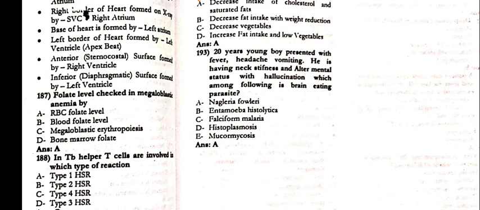193, the 20 years old young boy presenting the fever, headache, vomiting. He is having neck stiffness and altered mental status with the hallucinations. Which among the following is the brain eating parasite? That is the Naegleria fowleri.